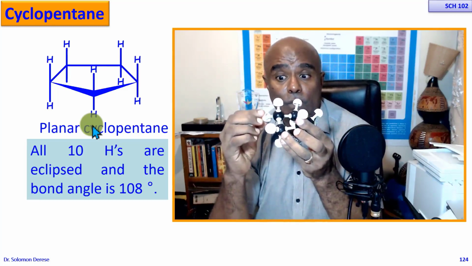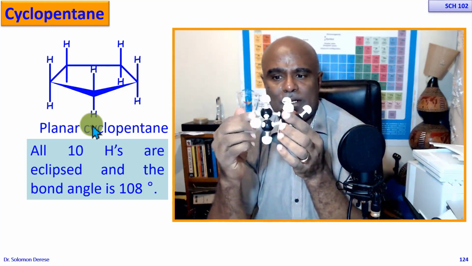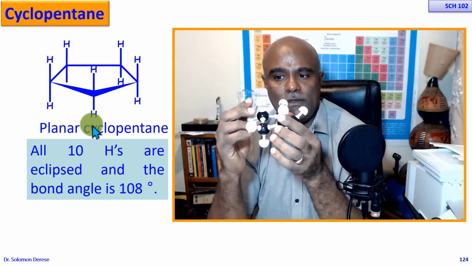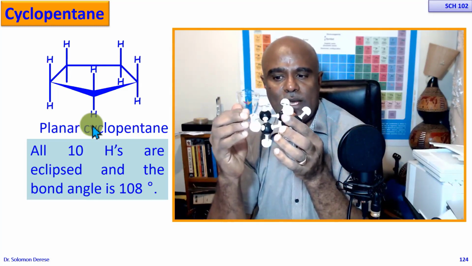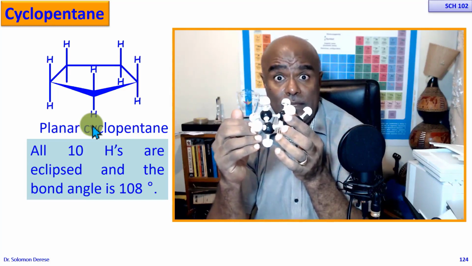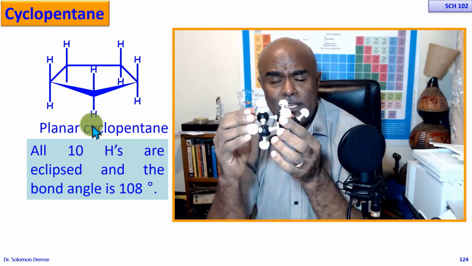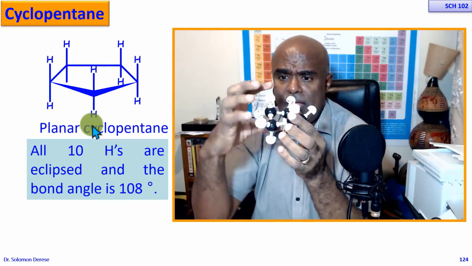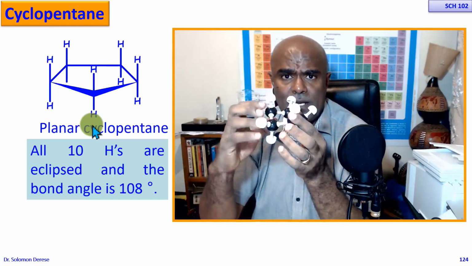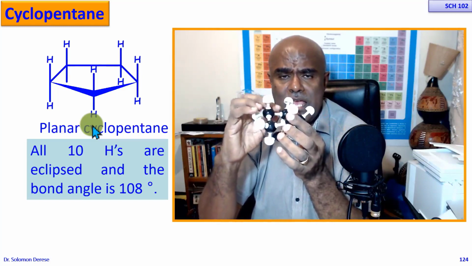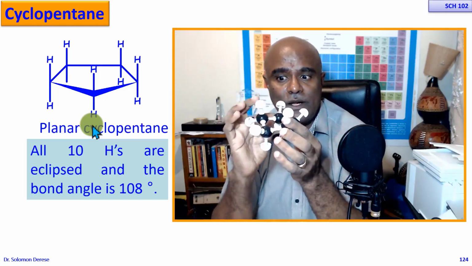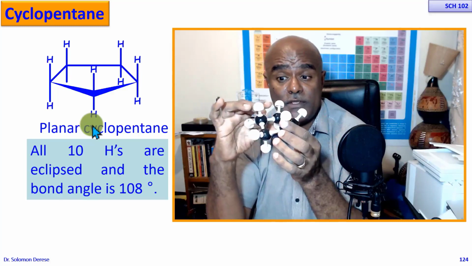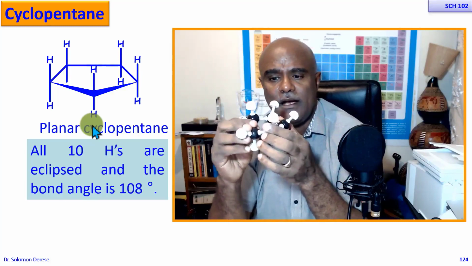This one and this one are not eclipsing each other. This one is not eclipsing this one. This one is not eclipsing this one. As a result, the torsional strain across the hydrogens of this carbon-carbon bond is relieved. Across this, the torsional strain that was in here as well as there are relieved.